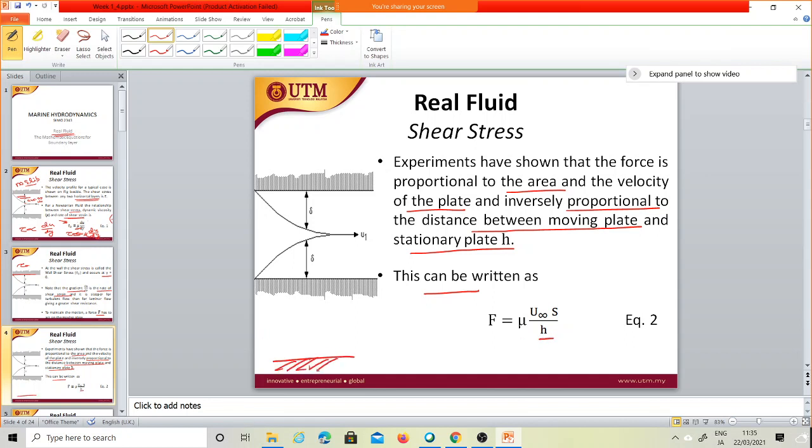As I said, if you have a stationary plate, and we have another plate that is moving with a velocity, we will have the velocity, in this case U infinity. We are not focusing on how much the velocity of the plate is, but here we have the free stream velocity U infinity. Then the distance from here to here is H. It is inversely proportional to the distance between the moving plate and the stationary plate. So we have these two plates, one stationary, another one moving, and we have this velocity profile like this. We define it in this way, and H is the distance between these two plates. Okay, any questions?